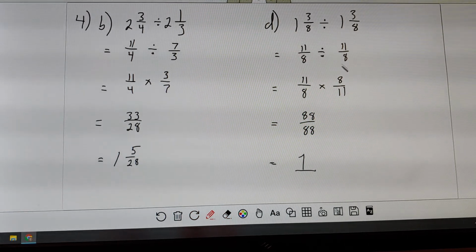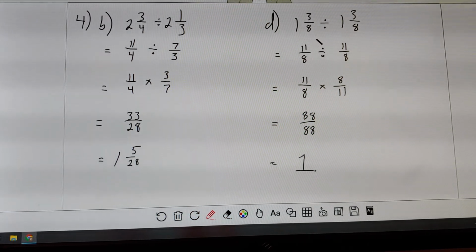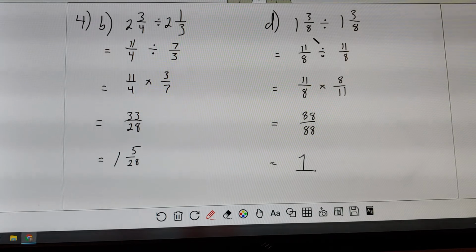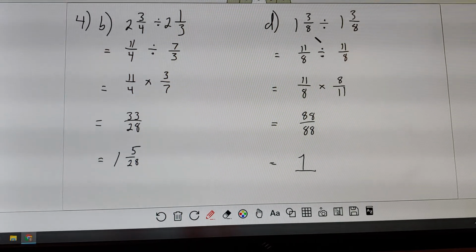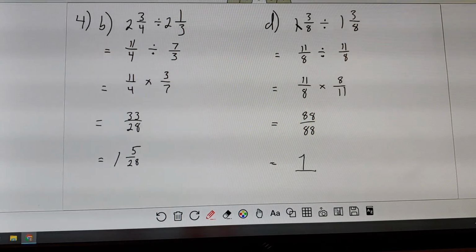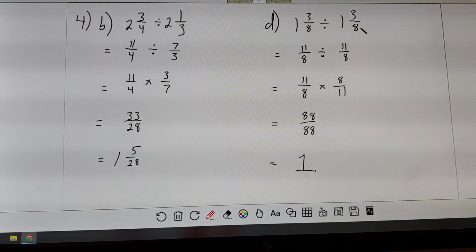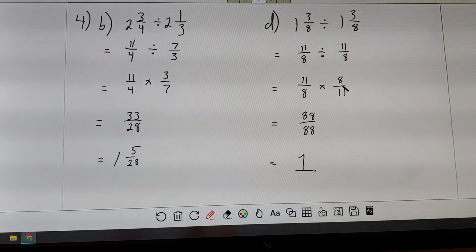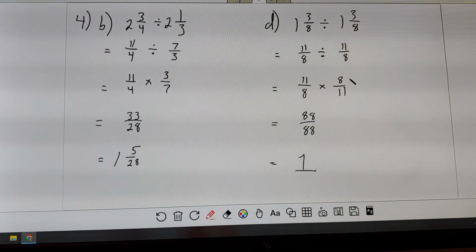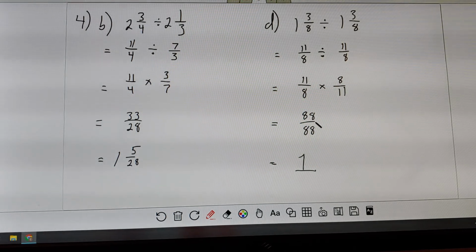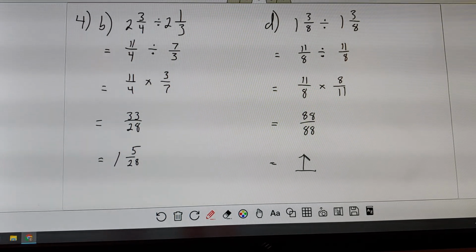It's interesting to see how it works, because this is still a little bit more complicated than what I just showed you. But the same idea, okay? So improper fractions first. 8 times 1 is 8, plus another 3 is 11. Same for that one, because it's the exact same number. Then take the reciprocal of our divisor. It becomes 8/11. 11 times 8 is 88, and 8 times 11 is 88. Then we're left with 88/88, or 88 divided by 88. How many groups of 88 go into 88? 1!